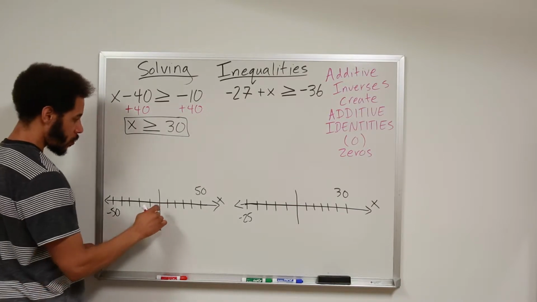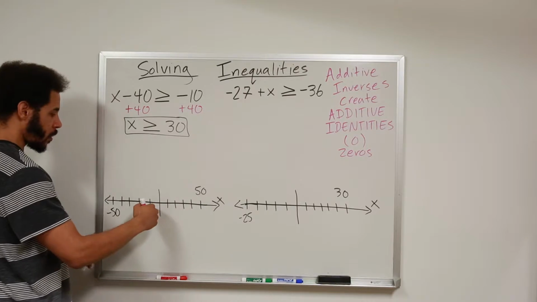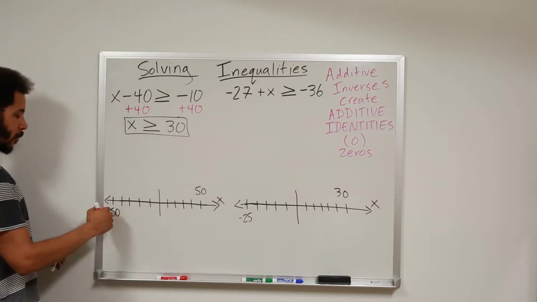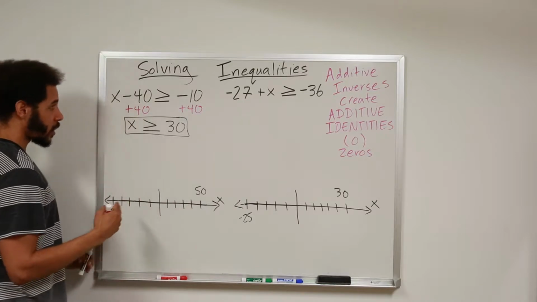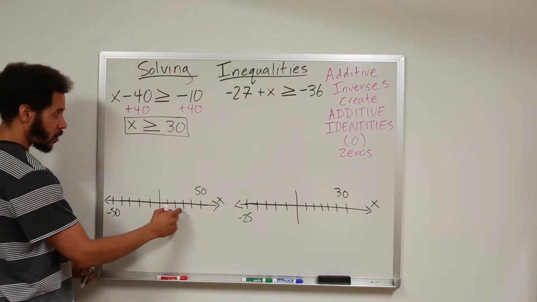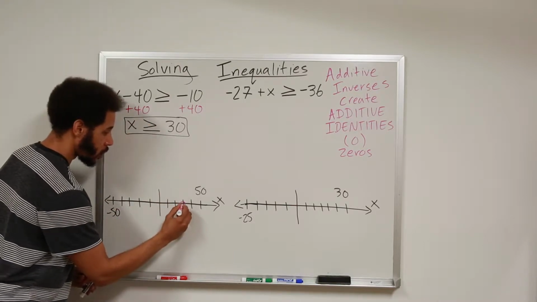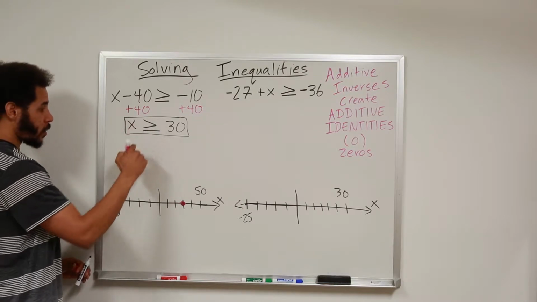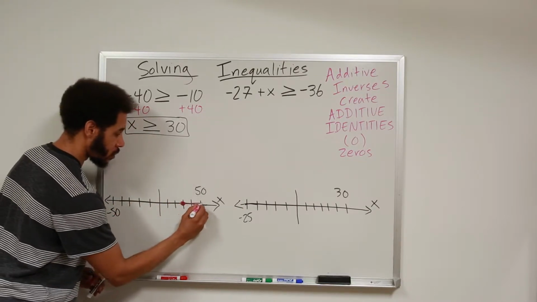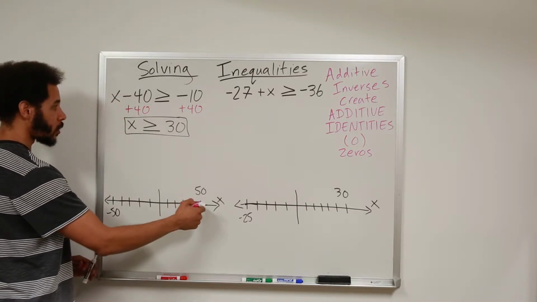So where is 30 here? We have 1, 2, 3, 4, 5 spaces, which makes 50. Same thing here. 1, 2, 3, 4, 5 backwards makes -50. That means each one of these spaces must be worth 10 units. So 10, 20, 30 is right here. It's equal to or greater than, so we're going to put a solid dot here. And all of our x values must be greater than 30. That's going to the right. So here we go. 30, 31, 32, 40, 50.